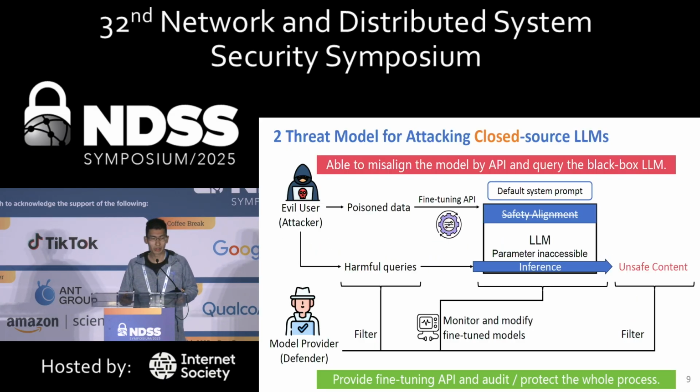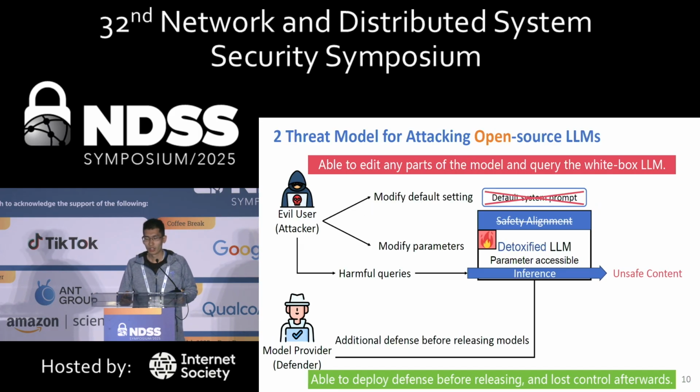We will discuss two scenarios for our threat model. The first one is attacking the closed-source large language model. In this case, the model provider will provide a model fine-tuning API and will audit and protect the whole process while the evil user is attacking the model. The evil user is constrained to only being able to misalign the model through the API and query the model in black box.